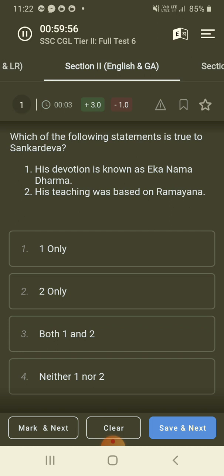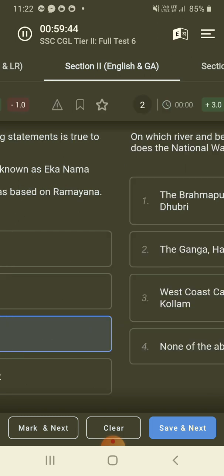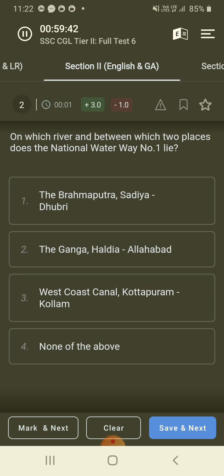Which of the following statements is true about Shankar Deva? Which devotion is known as Ekanama Dharma? His teaching was based on the Ramayana. On which river and between which two places does National Waterway 1 lie?